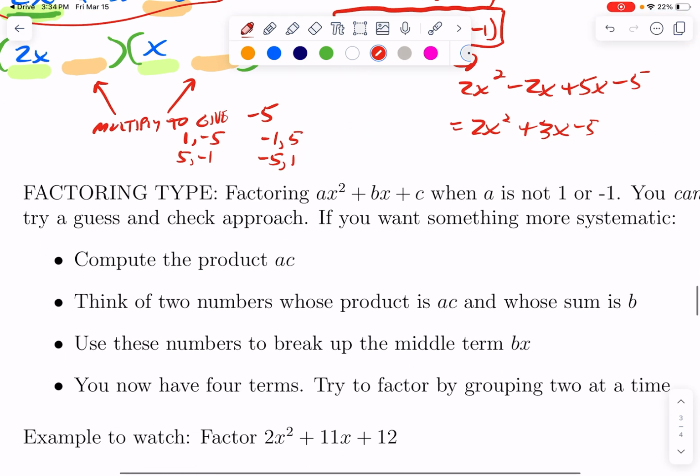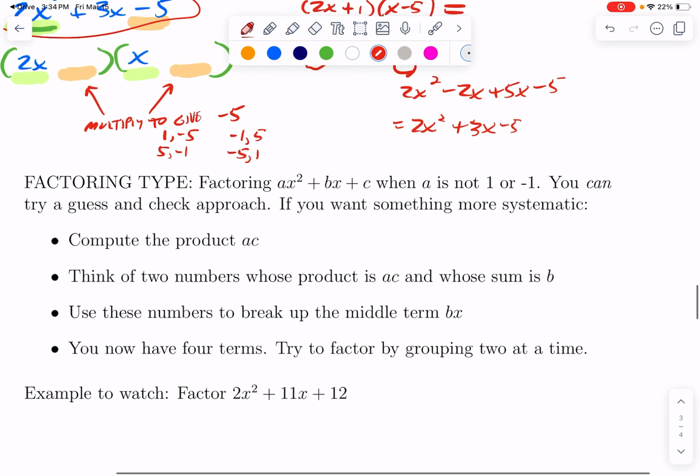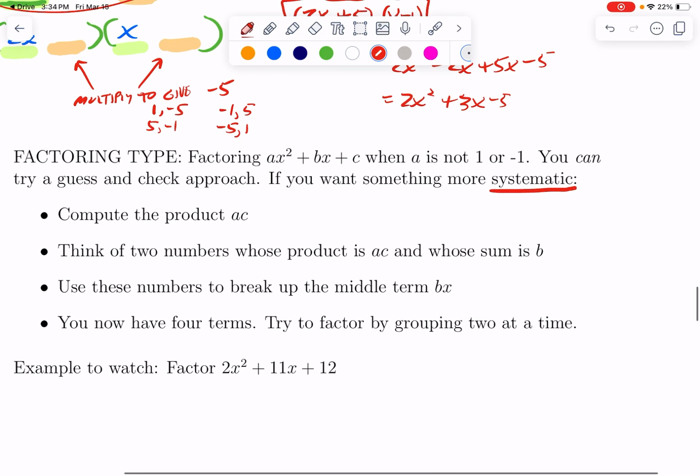I'm not going to force you to do this, right? You can use the guess and check technique. But here's something a little more systematic. If you really want to follow rules and get to an answer, eventually you can do this. It's not fast, but it is reliable. So what we're going to do is look at A times C. What happens when we multiply the first coefficient by the constant?